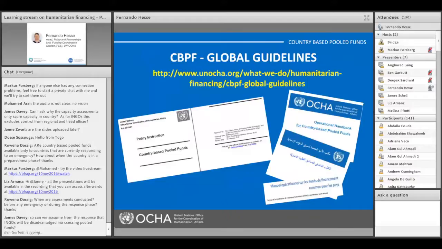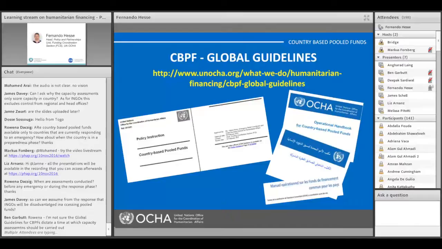And finally, also, just to touch upon the CBPF global guidelines, which are the set of documents that outline the principles, objectives, and functioning of CBPFs, and which were approved in January 2015. Since then, we have really been making great strides in improving the operation of CBPFs worldwide. These guidelines include, one, the policy instruction, which provides an overview of the principles, objectives, governance, and management arrangements for CBPFs, and then also the operational handbook that provides a complete set of technical guidelines, tools, and templates used in the management of CBPFs.